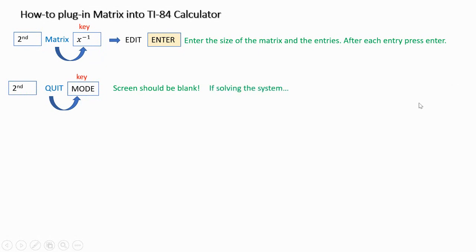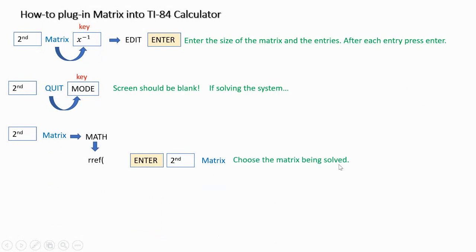Now if you're solving the system, you go again to second matrix, and then you go to math. Then you go down to RREF, which means reduced row echelon form. Then you get the matrix, which most of the time is the first matrix, matrix A. You enter it, then you go second, get the matrix, choose matrix B, and solve. After you close parentheses, you get your answer.